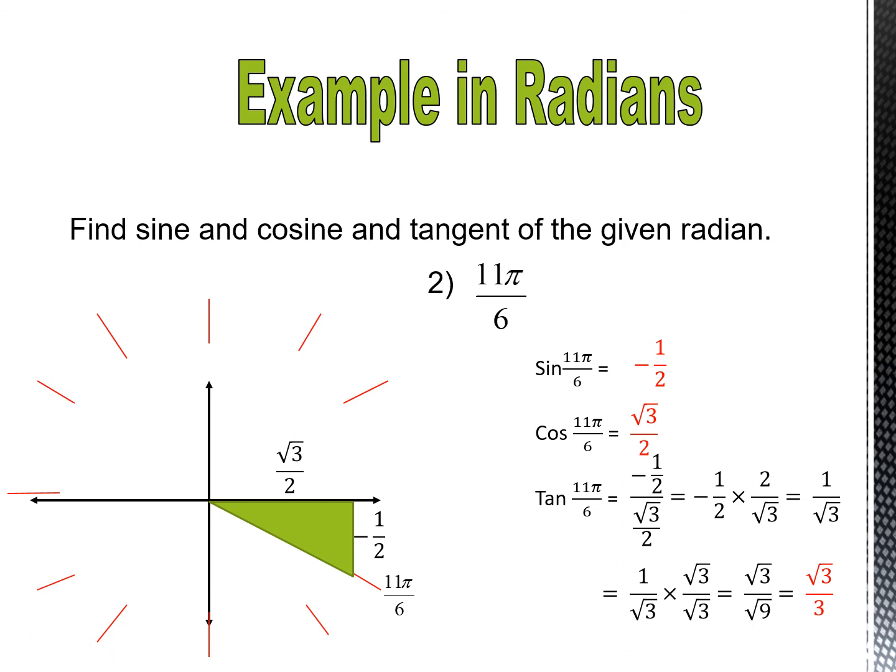The way you rationalize is you multiply the 1 over radical 3 with the radical 3 to the top and the bottom. And that gives you radical 3 over radical 9, and of course we know what radical 9 is. It's just 3. So our final answer is radical 3 over 3. That is all we have for today.